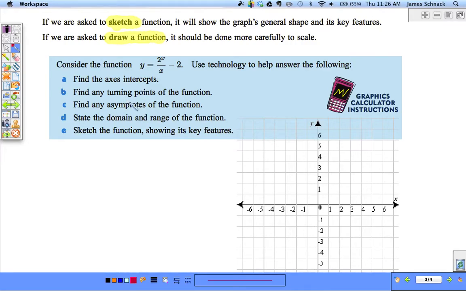y equals 2 to the x over x minus 2. Ooh, that is not one of these other ones. I mean, it's exponential. It's also reciprocal, but ew. The nice thing is it says use technology to help answer the following questions.